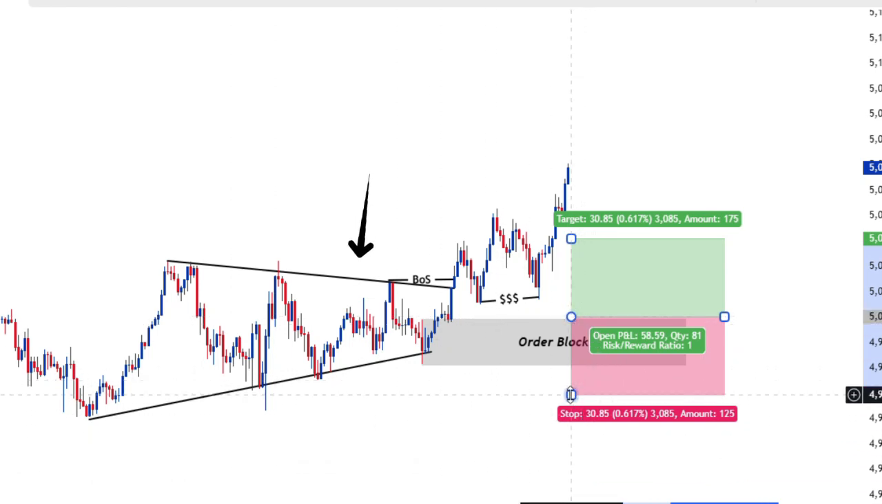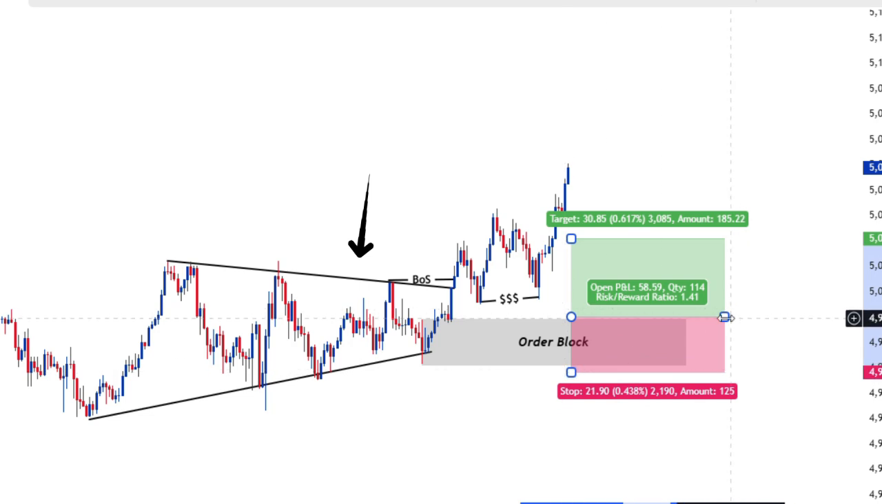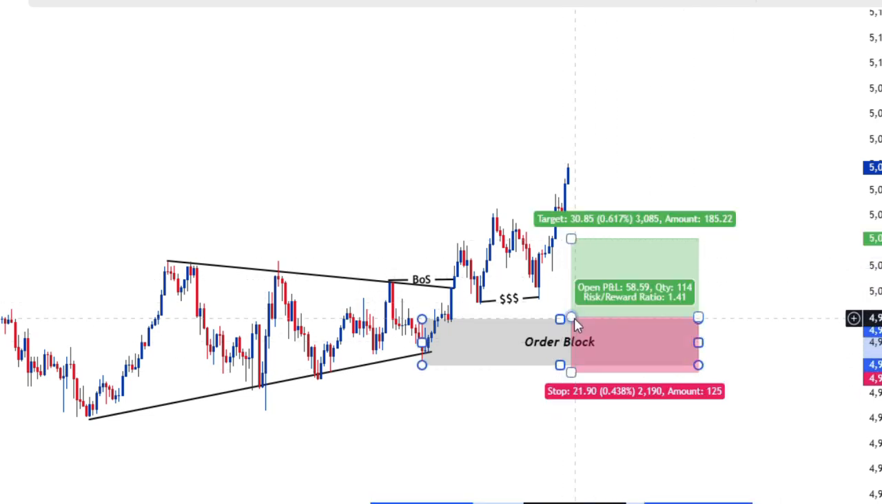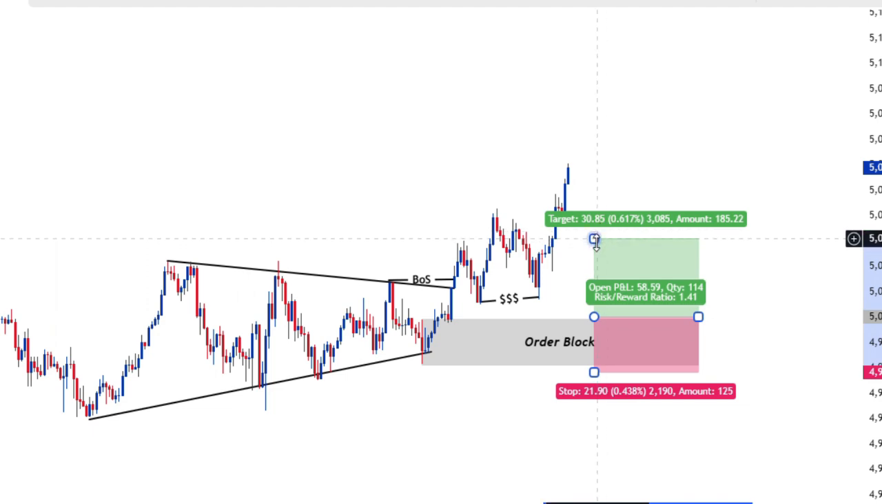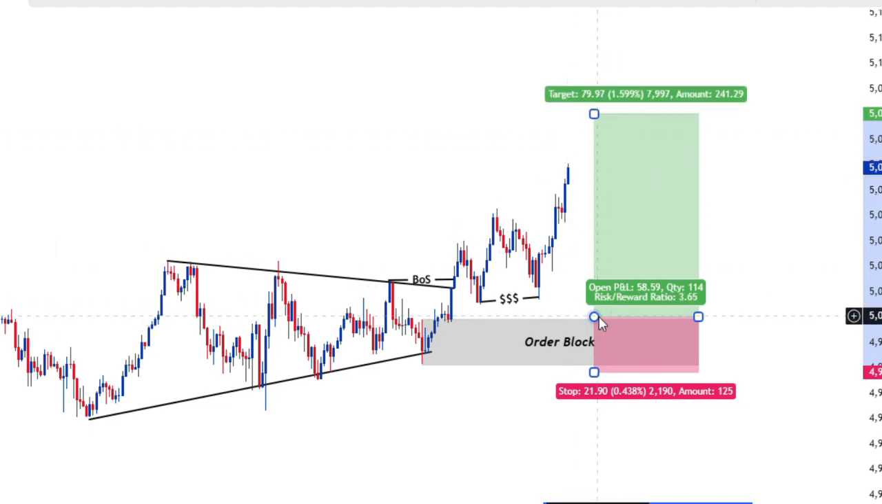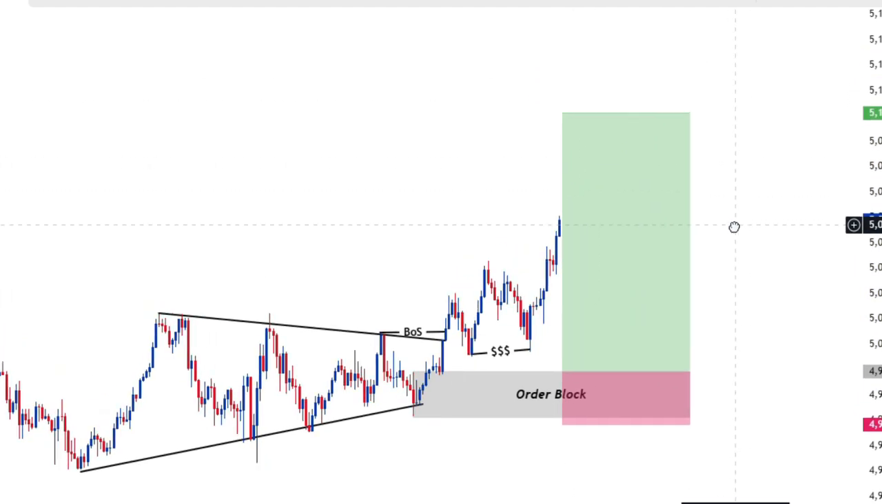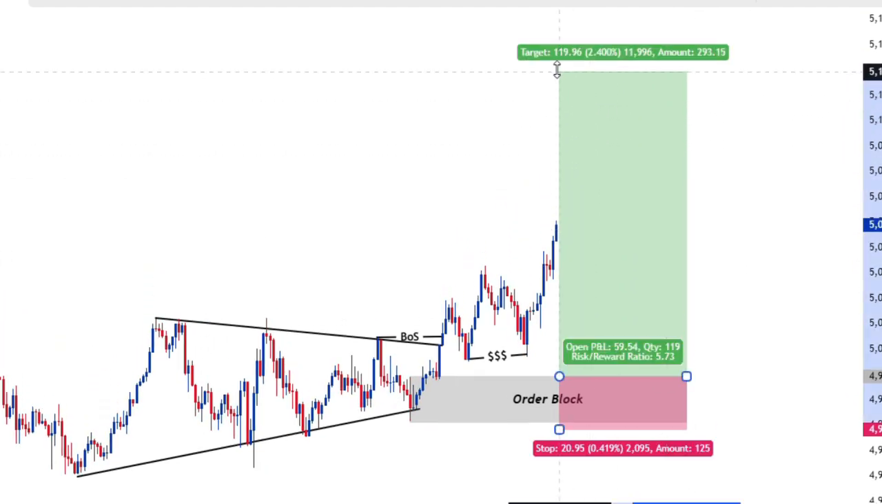Now what does that mean in simple terms? It means buyers are slowly stepping in. Every dip gets bought higher than the previous one, but sellers are still defending one key area. So what's happening? Pressure is building. Think of it like a spring being compressed. And when that spring releases, the move is explosive.